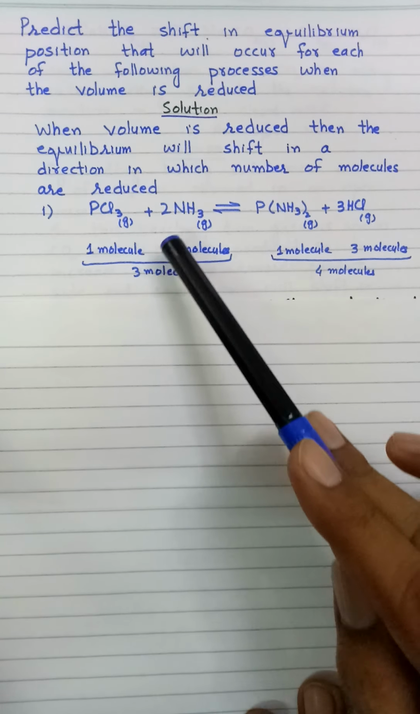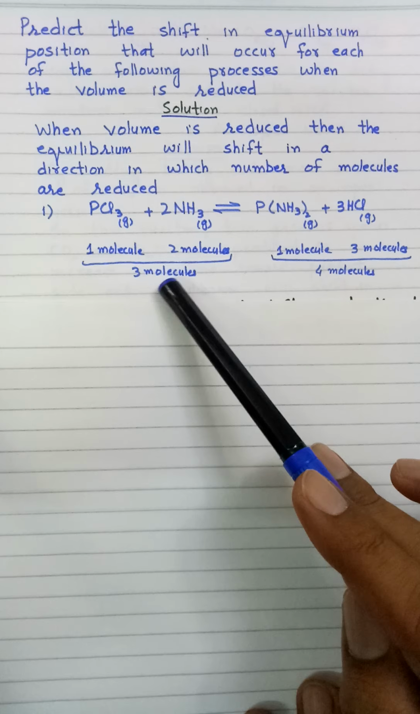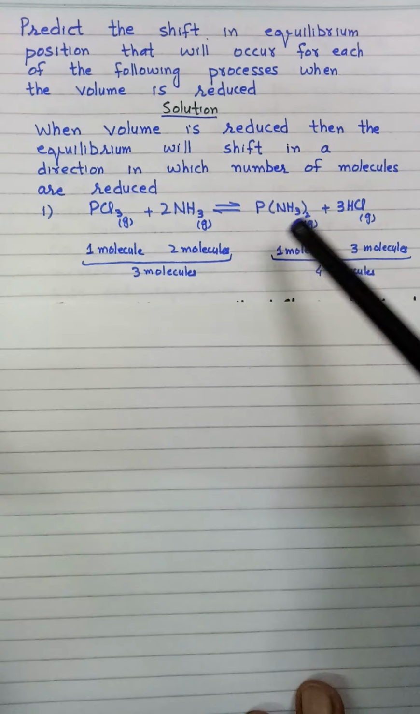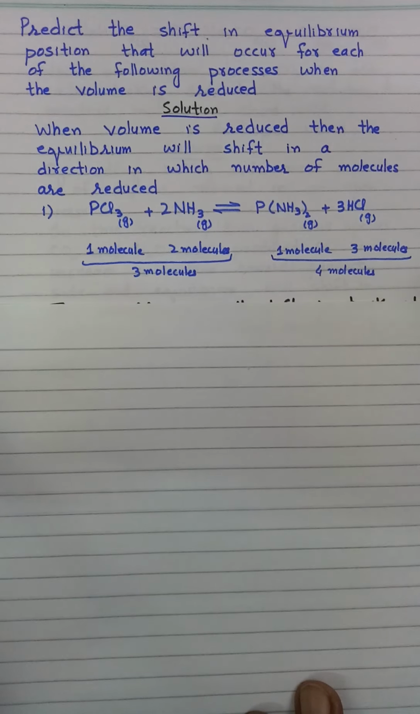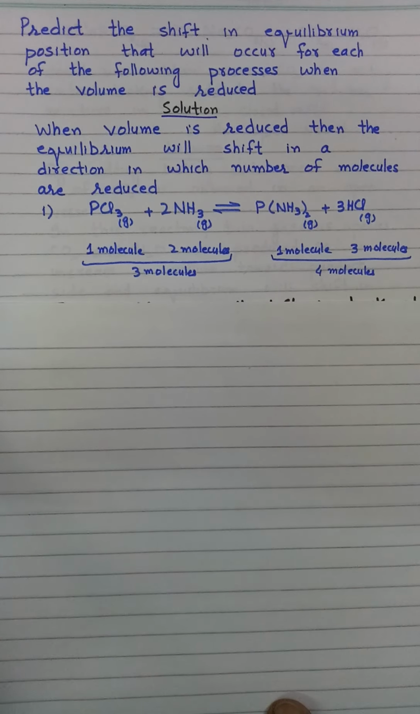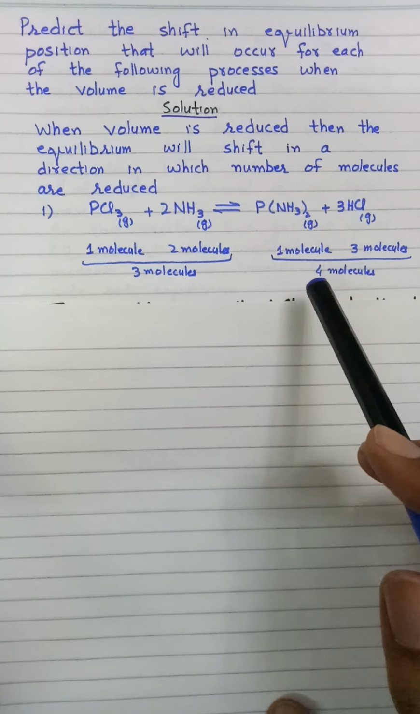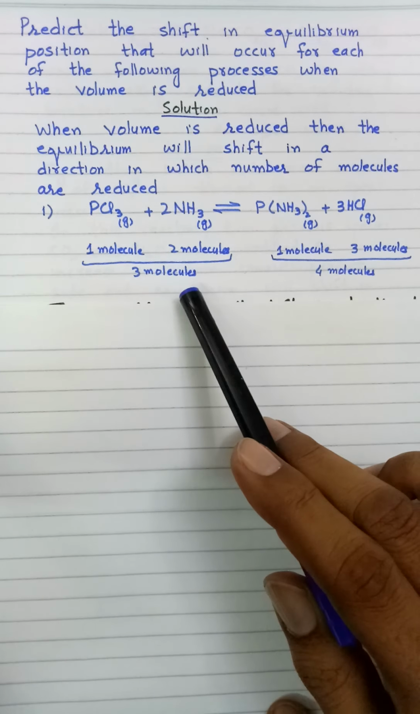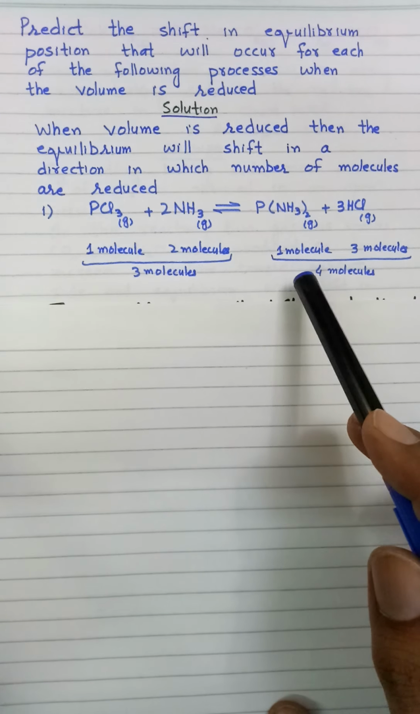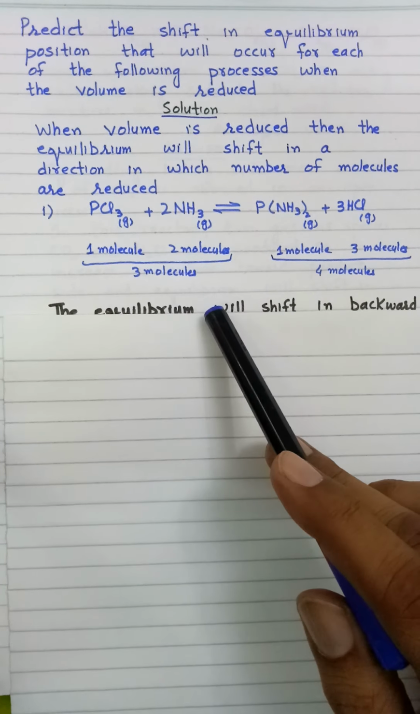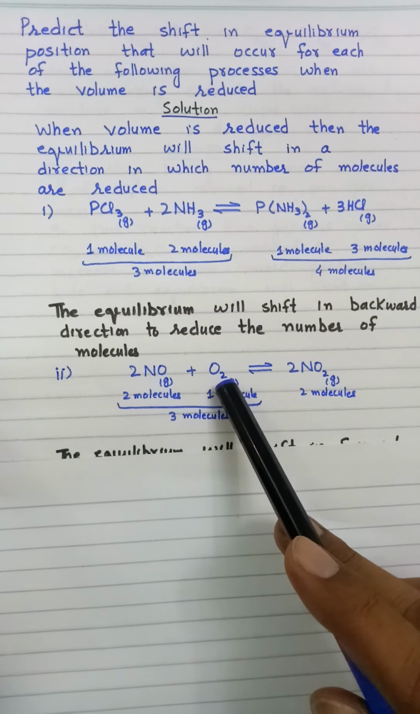If we consider the total number of molecules involved, there are 3 molecules on the reactant side and 4 molecules on the product side. When volume is reduced, the equilibrium will shift in the direction in which the number of molecules is reduced, according to Le Chatelier's principle. So there are 4 molecules on the product side and 3 on the reactant side, so the reaction will proceed in the reverse direction, from 4 molecules to 3 molecules.